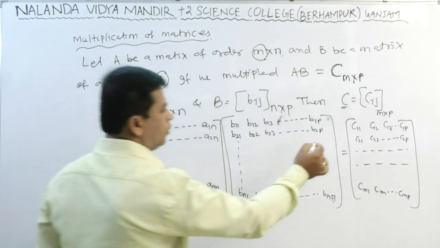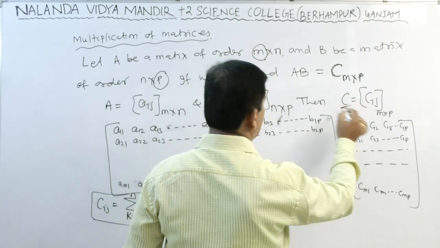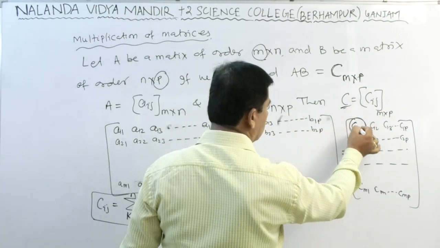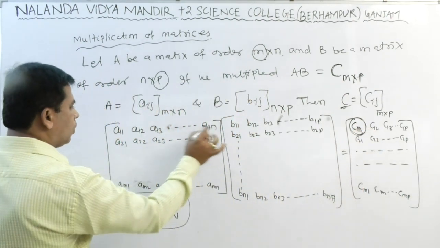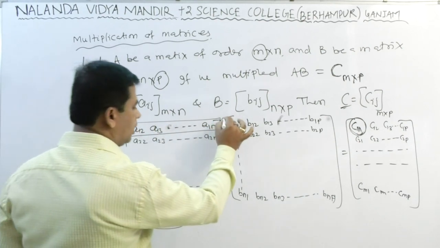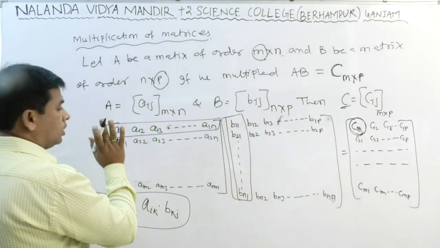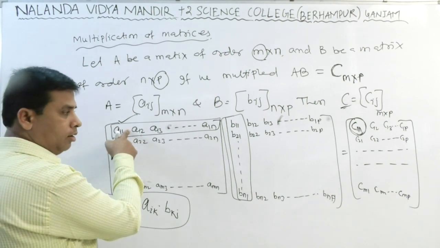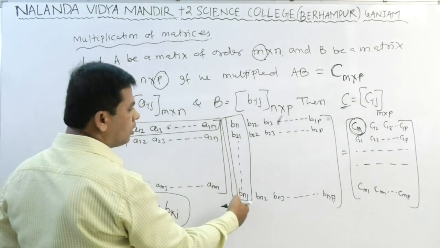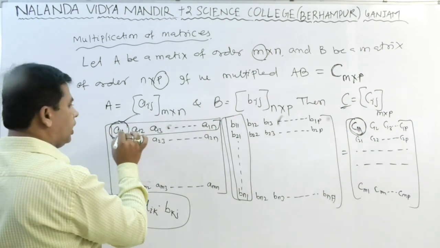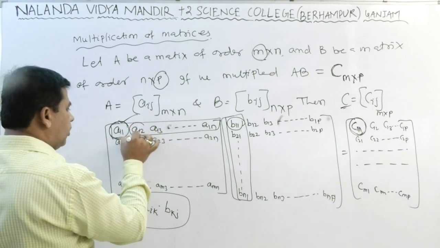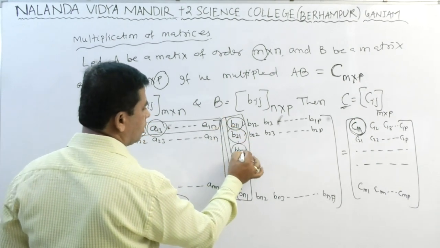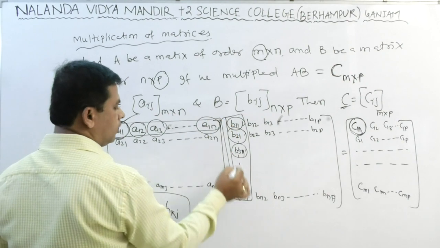That means the elements of matrix C are the products: we multiply A with B, we get C. Then the element of the first row, first column is the sum of the products of the first row of matrix A with the first column of matrix B. That means we multiply the corresponding elements of the first row of A with the first column of B: A11 multiplied with B11, A12 multiplied with B21, A13 multiplied with B31, similarly A1n multiplied with Bn1.